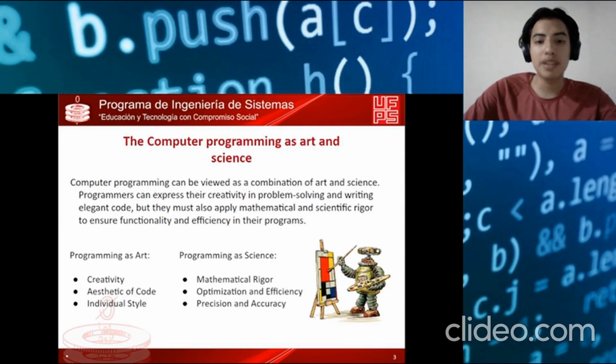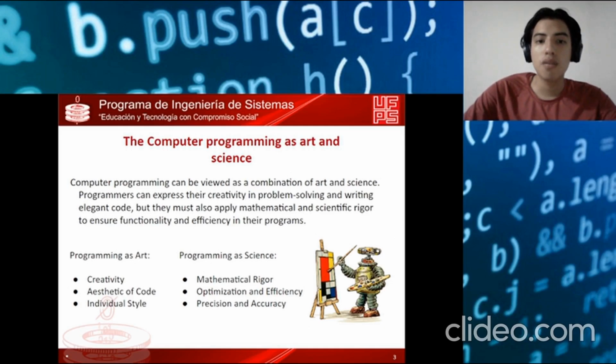Computer programming as art and science. Computer programming can be considered a combination of art and science. Programmers can express their creativity when solving problems and writing elegant code, but they must also apply mathematical and scientific rigor to ensure the functionality and efficiency of their programs. This perspective highlights the duality of programming as a discipline that combines elements of creativity and logic.